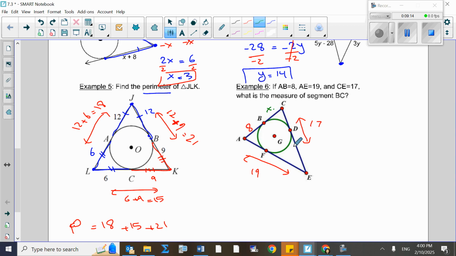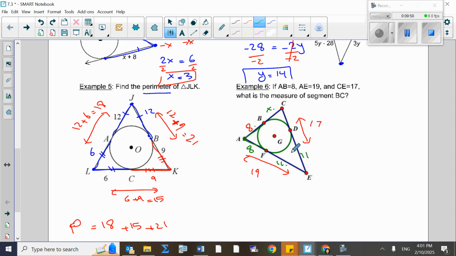Okay, so again, we see some tangent lines from one point going to the circle. So here, a tangent line going from A to B, and from the same point goes here as well. So if this is 8, this is also 8. So the rest of the line will be 19 minus 8, which is 11. Now again, one tangent line goes from E to F, and another one goes from E to D. So these two are also equal to each other. So if this is 11, this is also 11.